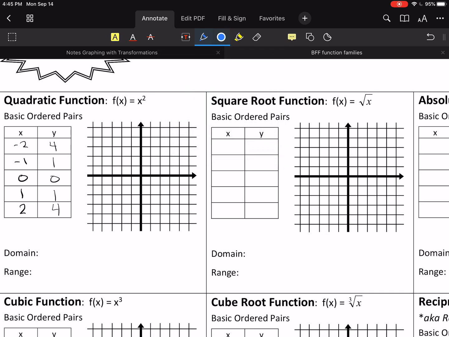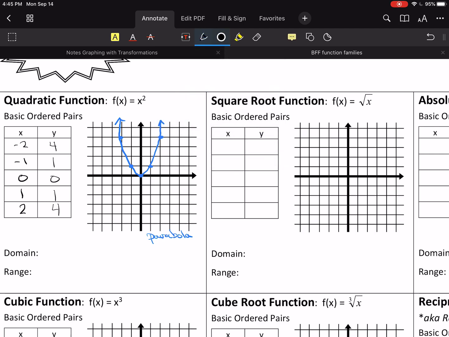Now to graph these: 0, 0, 1, 1, 2, 4, -1, 1, -2, 4. And then I'm going to draw my parabola. And again, we do call this a parabola, right? My U shape. Now, domain and range.